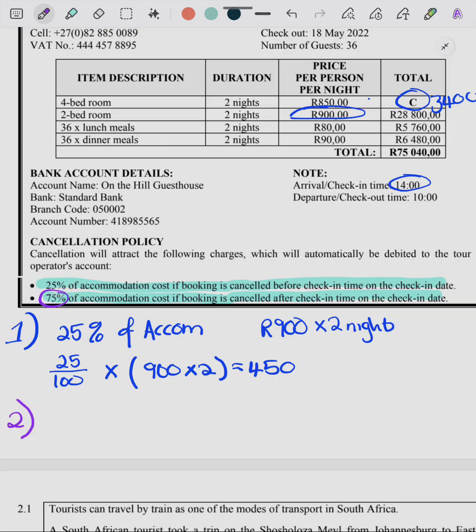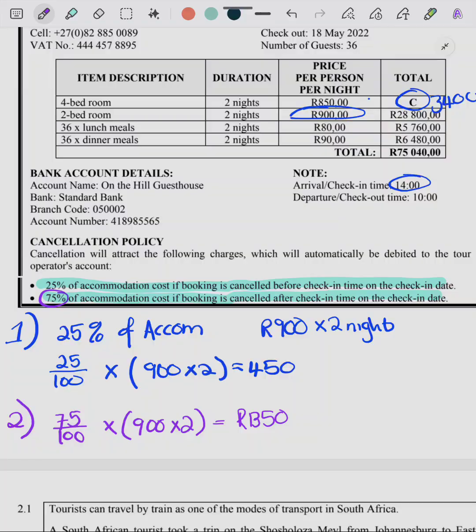So that means they are going to be charged 75%. So we have 75%, or 75 over 100. Also a 2-bedroom room, so the cost is going to be the same. 900 times by 2. And therefore they are going to need to pay 1,350. Okay. Sorry, I keep saying they're going to have to pay. This is the refund.